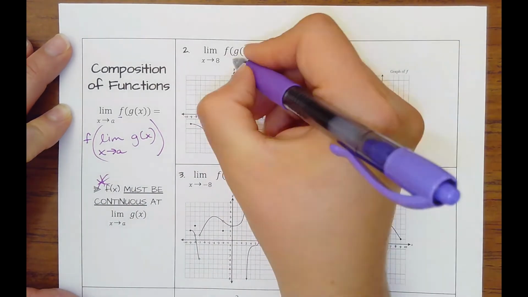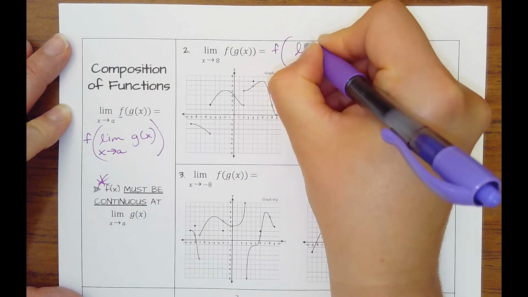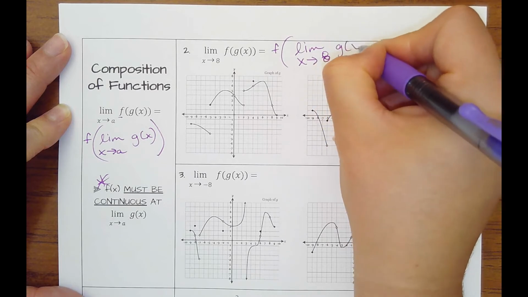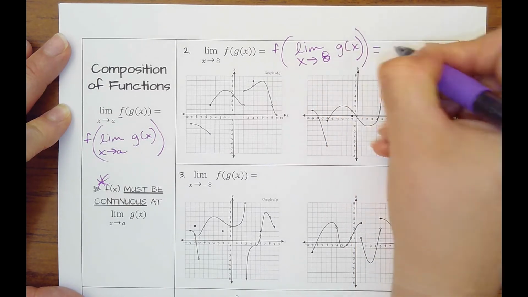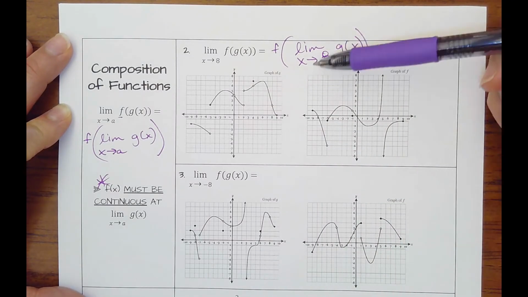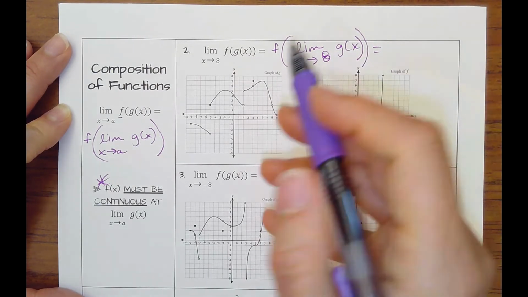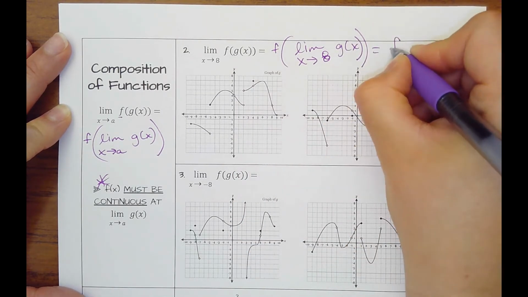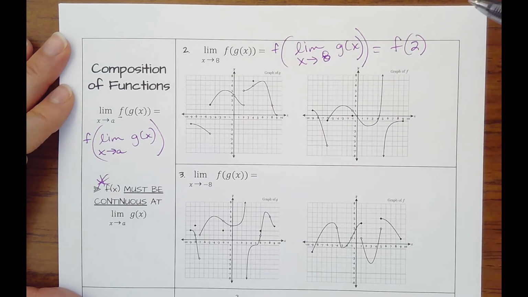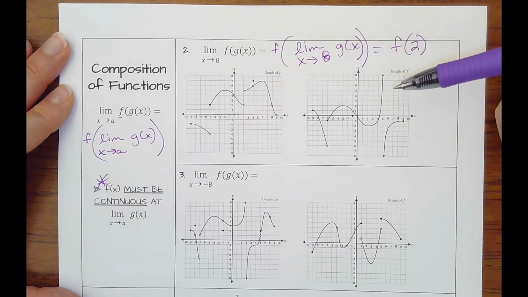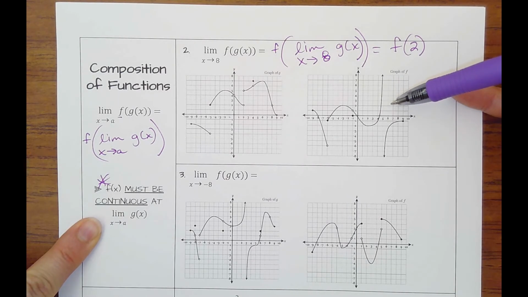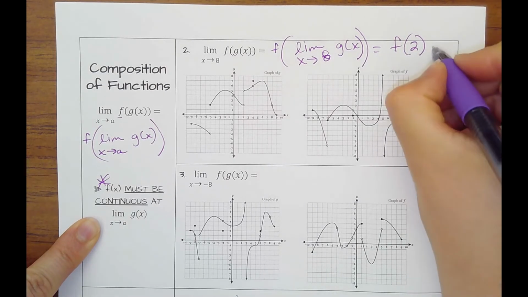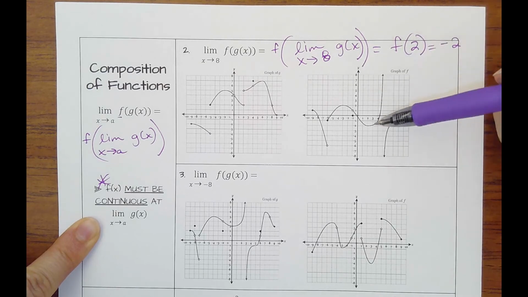Let's try number 2. If I wrote this out, this would be f of the limit as x approaches 8, not infinity, 8 of g of x. So let's find this value first. So looking at g, which is here, this is f, we want to find as x approaches 8. And it looks like our limit would be 2. So then we're finding f of 2. Now let's make sure that f of 2, let's see, f of 2 is right here, we're at -2. And that works because it is continuous there.